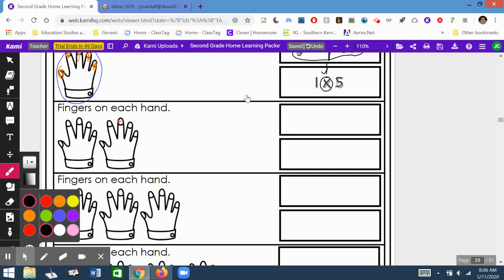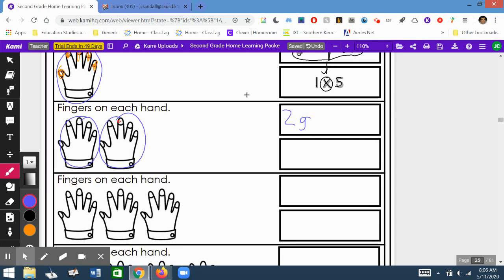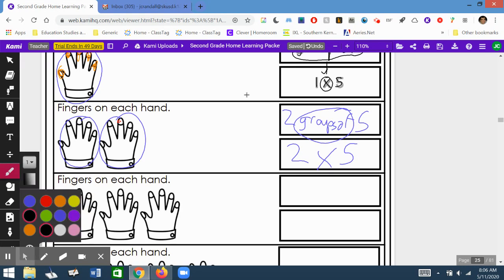Let's move on to the next one. Fingers on each hand. Let's see, first of all, how many groups do we have? One group, 2 groups. We have 2 groups of 5. As always, remember I'm writing sideways on my screen, so it's a little bit harder for me to write clearly. And as I said, what does the groups of mean? And what's another way to say groups of? Times. 2 times 5. And now we can do our song. In this one, instead of using fingers, I'm going to point to the boxes as I go. 5, 10. We know the answer is 10.